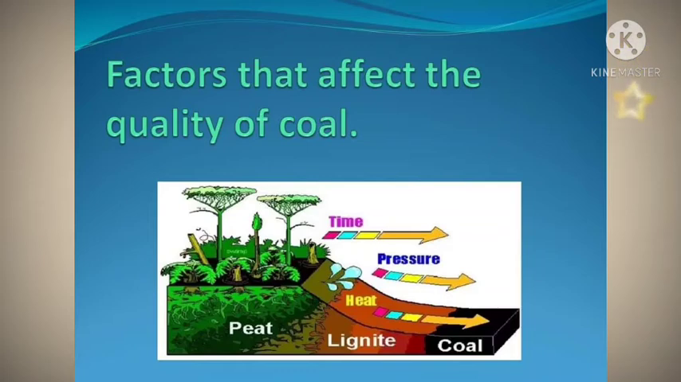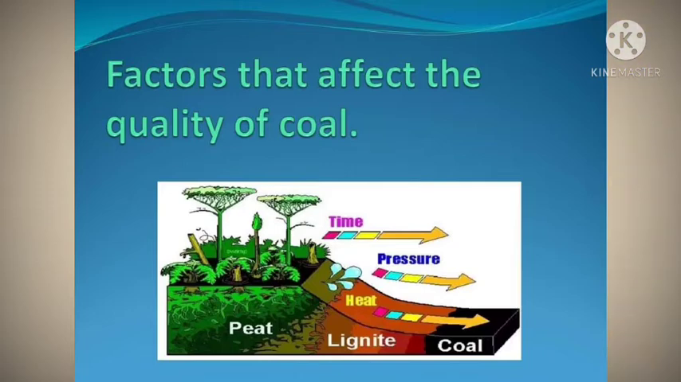Factors that affect the quality of coal. There are three main factors that affect the quality of coal and also affect the process of coalification. These are time, temperature, and pressure. The higher the pressure and temperature present, and the longer the process takes, the higher the rank of the coal being produced.